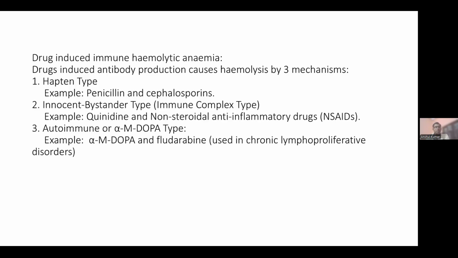Next important is the autoimmune or alpha-methyldopa type. What is this? There is a production of warm antibodies specific for antigens on the RBC surface by methyldopa. These antibodies bind to the red cell membrane, resulting in hemolysis. However, the drug does not bind to the red cell membrane. The examples are alpha-methyldopa and fludarabine. The latter drug is used in chronic lymphoproliferative disorders.